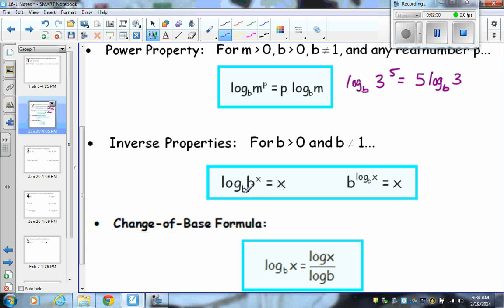Inverse property is saying that if you're taking the log of some base of a number being raised to an exponent, as long as the base of the log and the base of that exponent are the same number, then whatever your exponent is, that's going to be your answer. So for example, if I have the log base 2 of 2 to the 3rd, then that's just going to equal 3 because both these bases are 2.